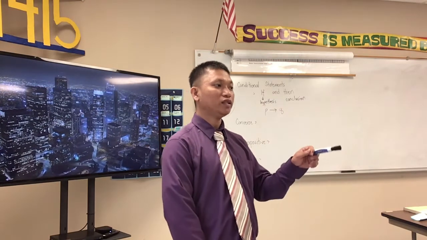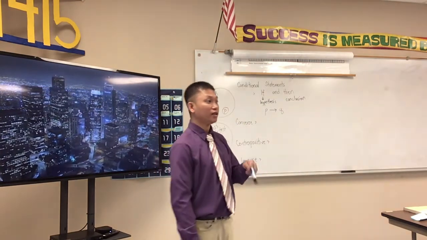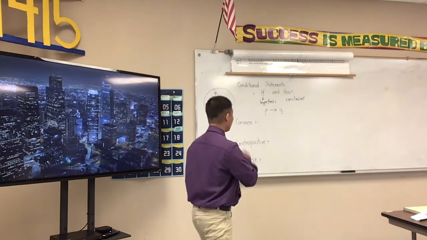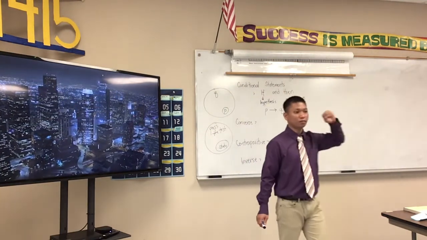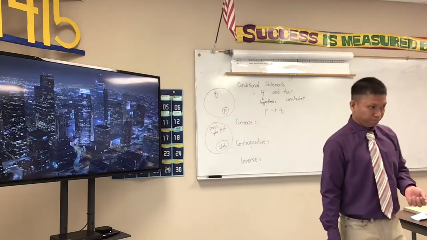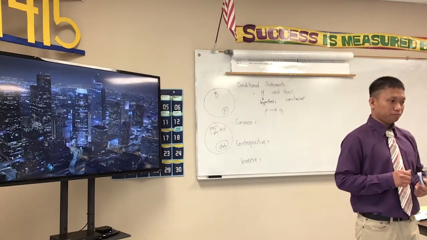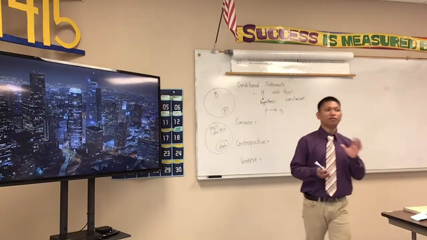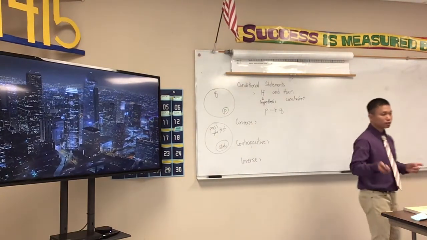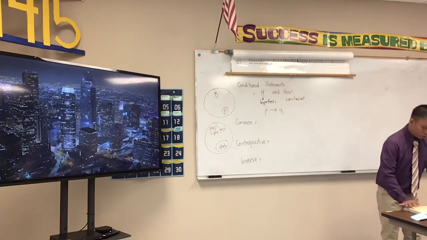A polygon that has 6 sides is a hexagon. Can you make a conditional statement using if and then based on that statement? If a polygon has 6 sides, then it is a hexagon. Very good. So if a polygon has 6 sides, then it is a hexagon.